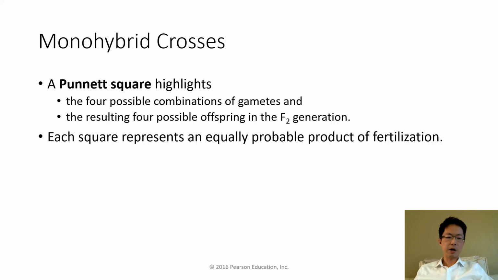Okay, Punnett square. So the Punnett square gives you the 4 possible combinations, resulting in 4 possible offspring in the F2 generation. Each square represents equal probability. Equal probability, okay?